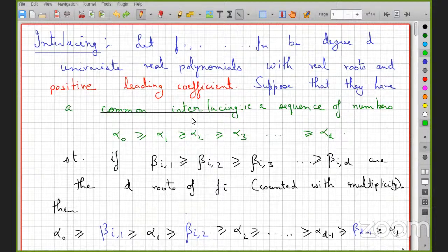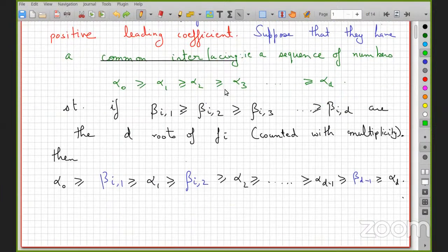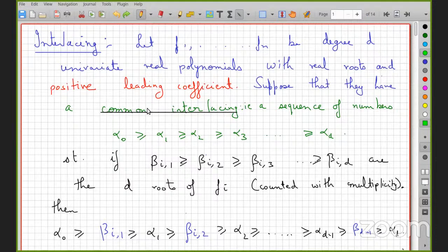Okay, so last time we were looking at this notion of interlacing. It was defined like this. We're defining the notion of a common interlacing. We started off with n degree d univariate real polynomials, and we assume that all of them have positive leading coefficients. That means that as x goes to infinity, all of these go to infinity, and they're all real rooted.